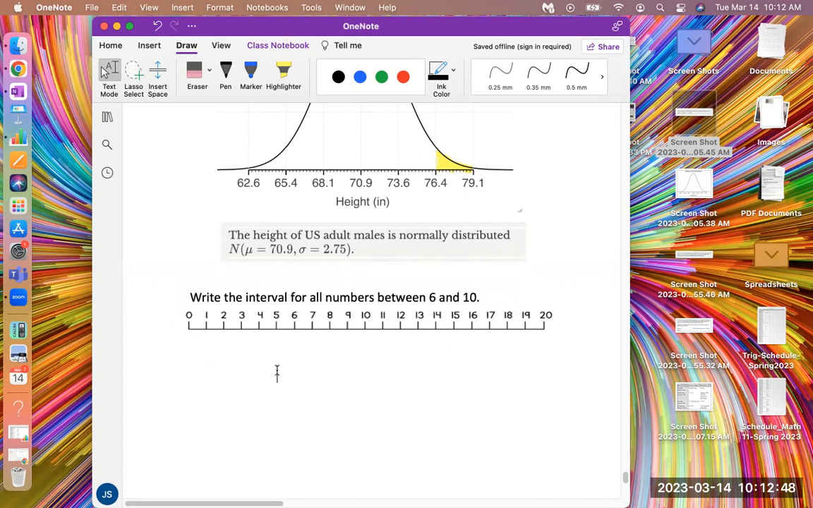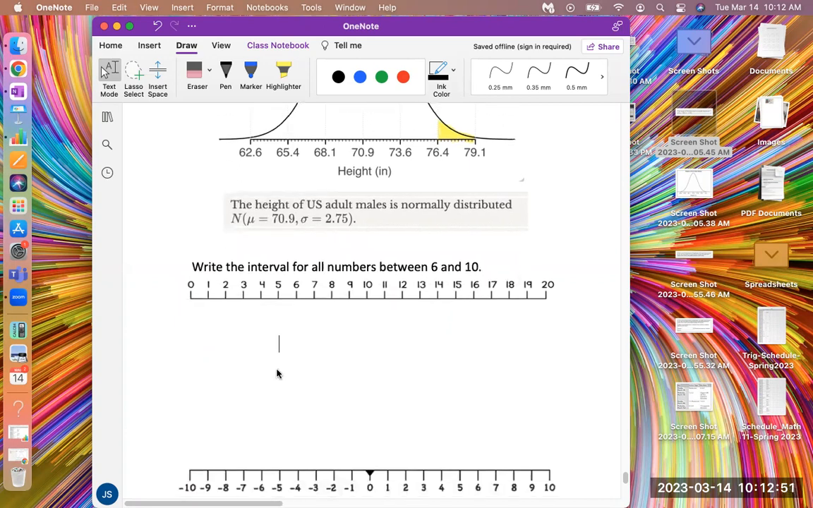So this is simple. What we're going to do is we just circle the lower number, which is 6. And the upper number is 10, so we circle that one. And then we highlight all the numbers in between. This is how I represent the answer graphically, by drawing it. That's one way to describe to somebody what the interval is, by just drawing it for them, right?